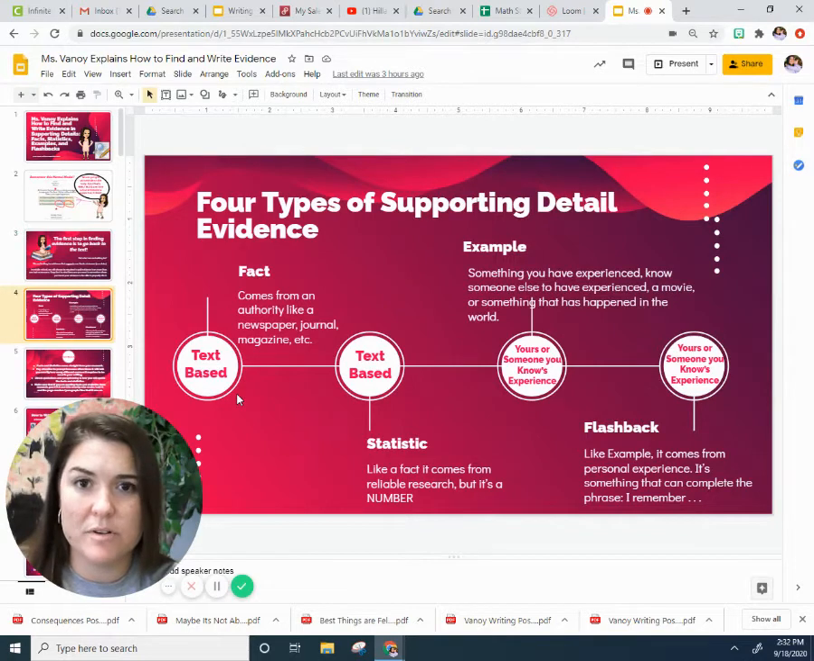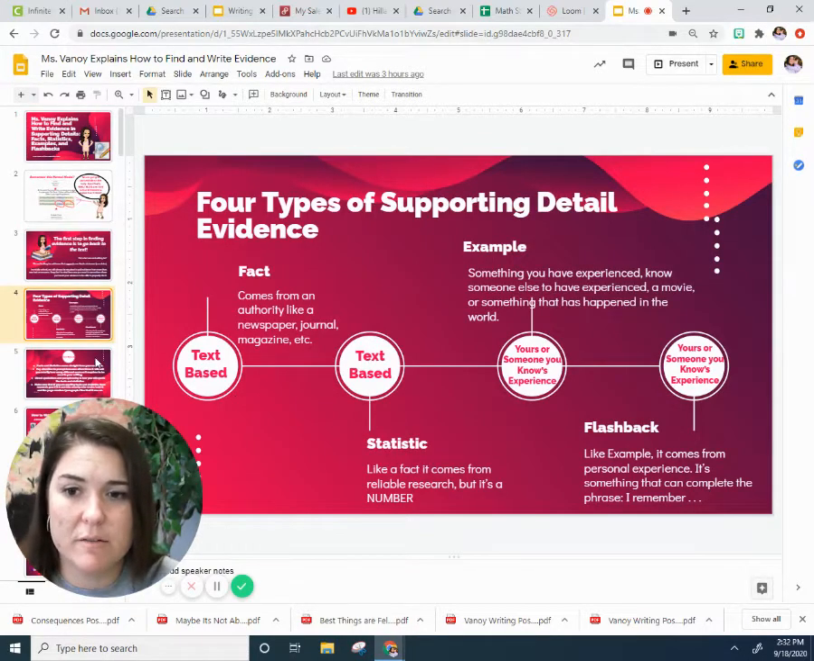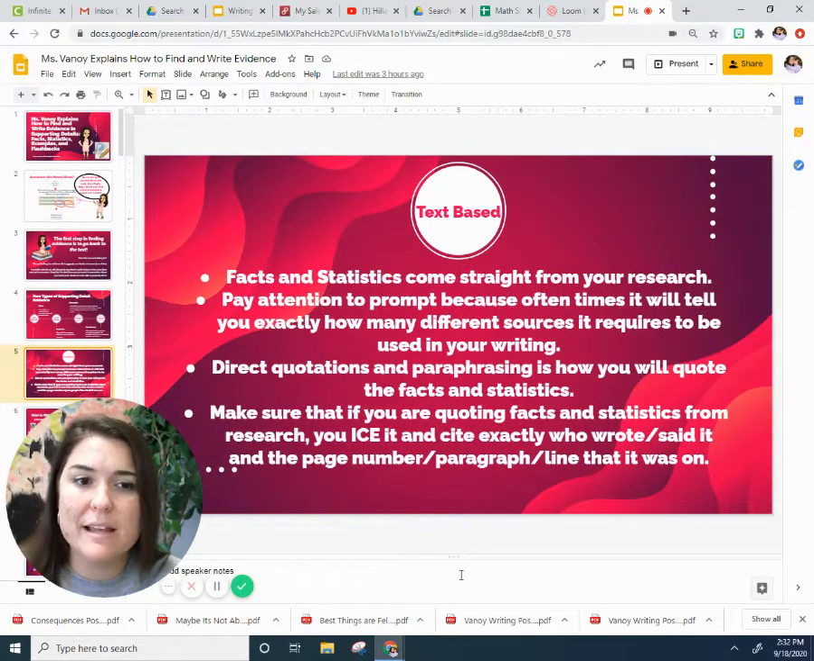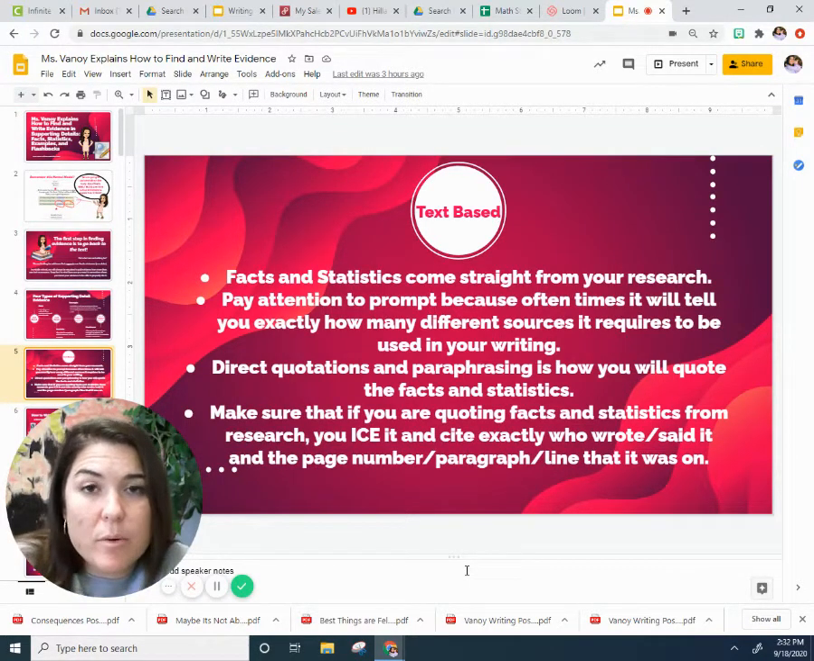Facts and statistics are very similar. There's only one difference, which is that statistics have to do with numbers. Now, if you're ever writing an on-demand, the 40-minute prompts where you don't have anything to read, where you're just supposed to pull from your own life experiences, that's when you can start using more examples and flashbacks, and we'll talk about them towards the end of the video. So text-based comes straight from your research. That's facts and statistics. You want to pay attention to the prompt.